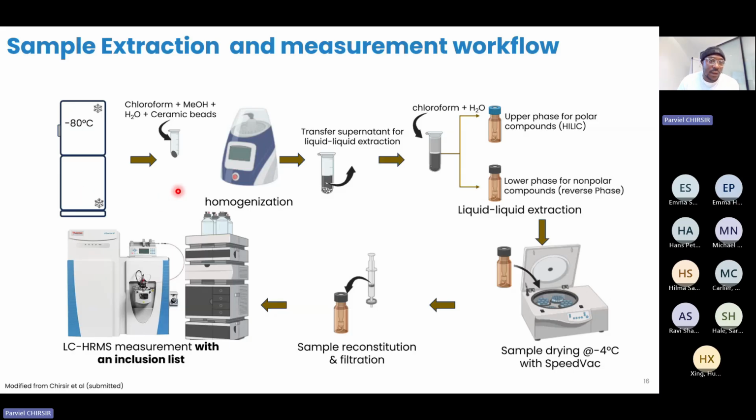Extraction, in this case, involved first homogenizing the samples with ceramic beads, chloroform, and methanol, and then transferring the supernatant for liquid-liquid extraction with chloroform and water. The lower phase that contains the non-polar compounds was then dried. The samples were reconstituted and filtered, and then reverse phase liquid chromatography high resolution mass spectrometry was used to measure the analytes in these samples.